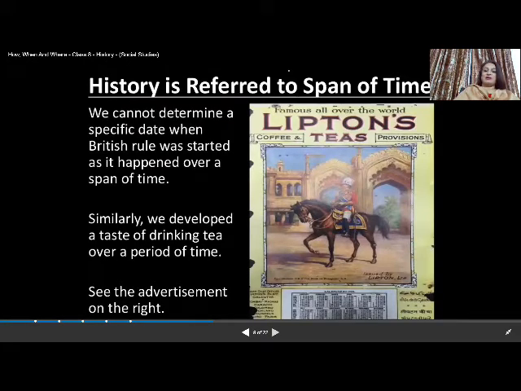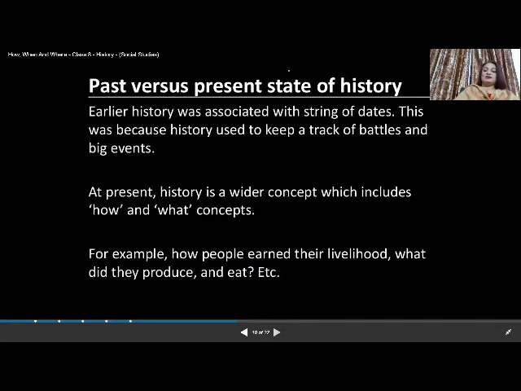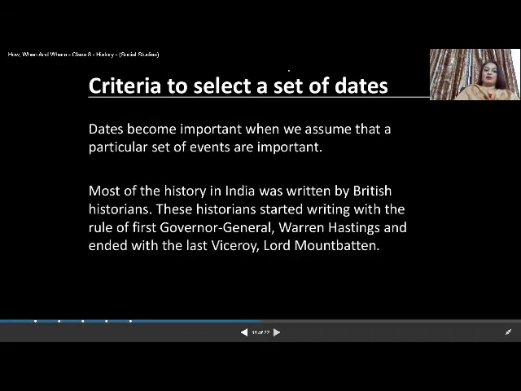History refers to a span of time. We have done why history is referred to as a span of time. We cannot determine a specific date when British rule started, as it happened over a span of time. So we have done various periodization, past versus present state of history. At present, history is a wider concept which includes how and what concepts.